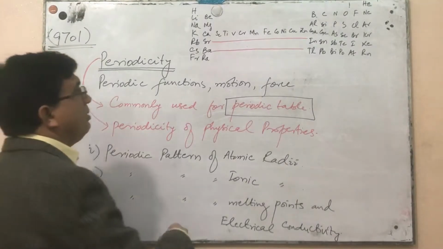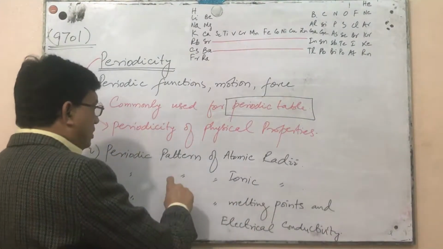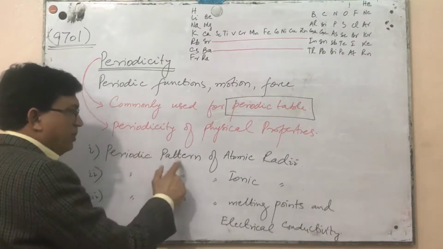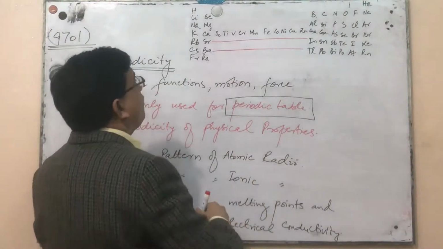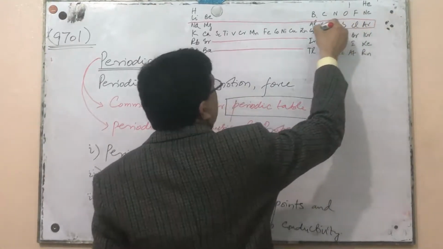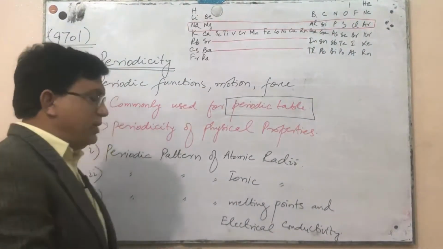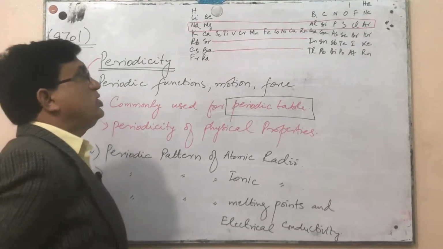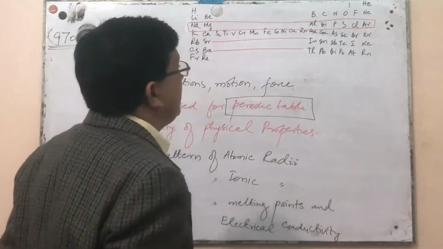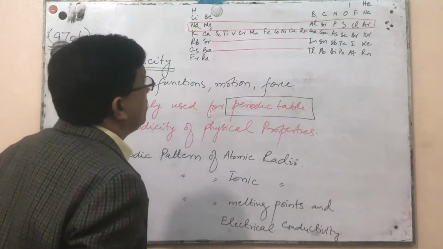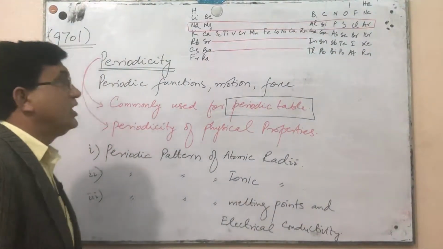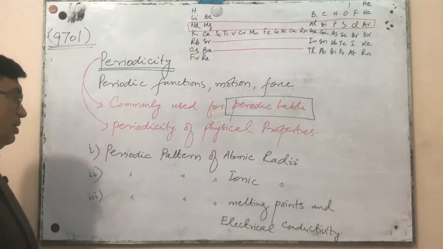That's why in chemistry, for the periodic pattern of the physical properties, we consider mainly the third period. This is the basis, because in the first two periods the shielding effect is negligible and there are so many variations due to these factors. Now this third period is taken as the standard for the explanation of all of these properties.